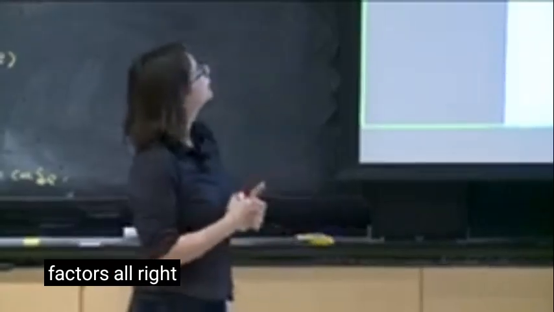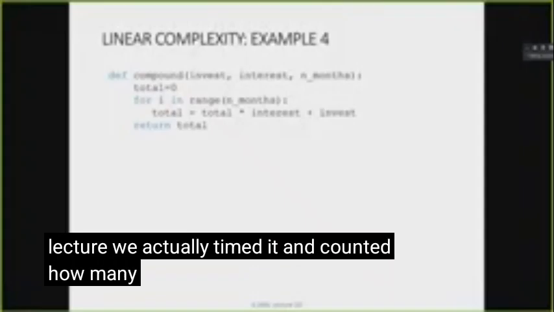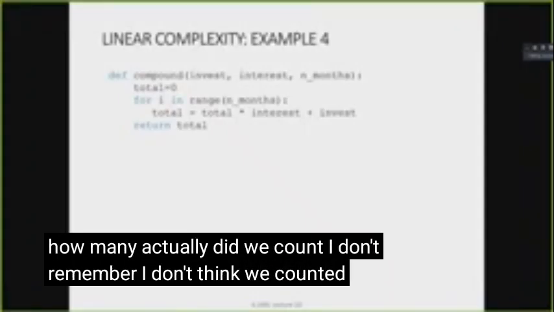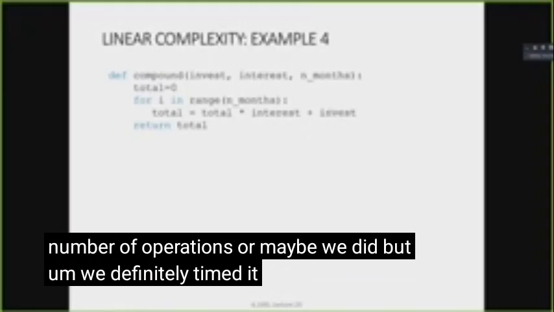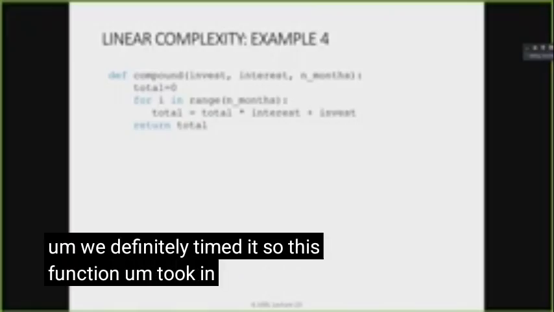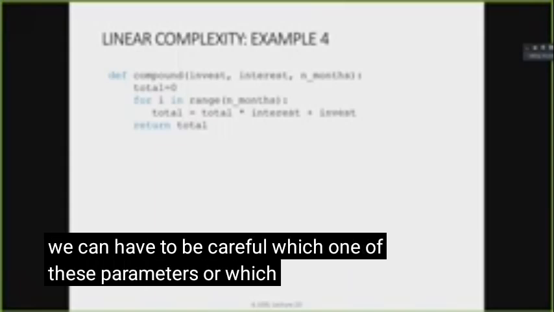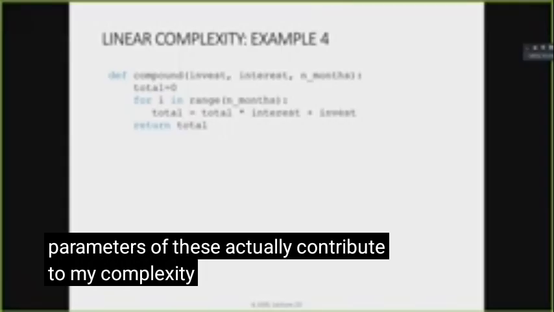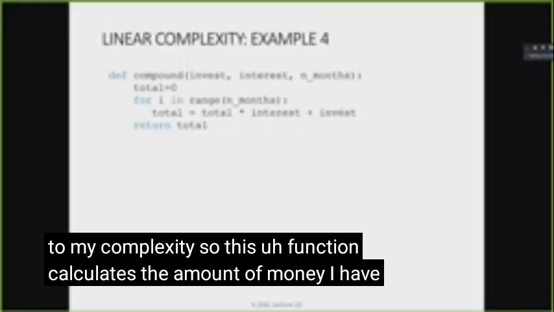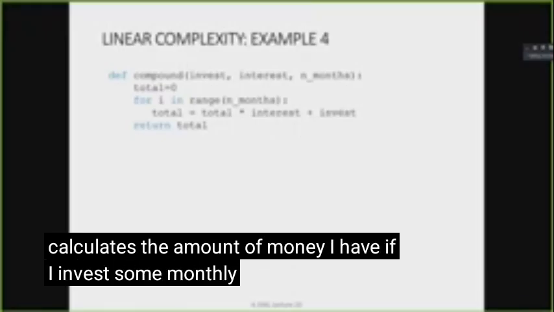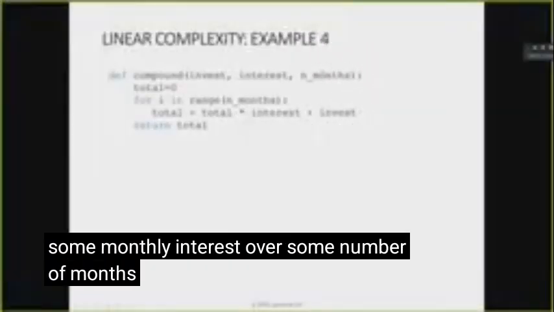All right, another example. So this is compound. We saw this last lecture. We actually timed it and counted how many. Actually, did we count? I don't remember. I don't think we counted the number of operations, or maybe we did, but we definitely timed it. So this function took in 3 parameters. So we have to be careful which of these parameters actually contribute to my complexity. This function calculates the amount of money I have if I invest some monthly amount at some monthly interest over some number of months.